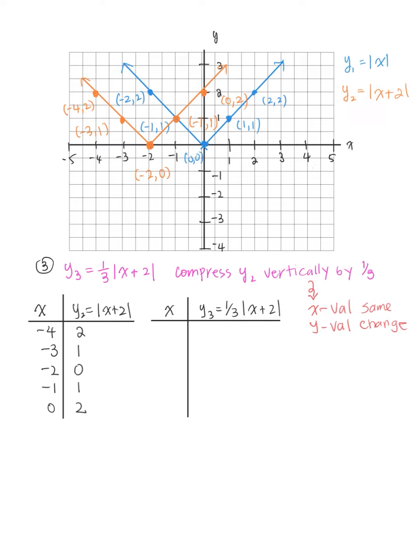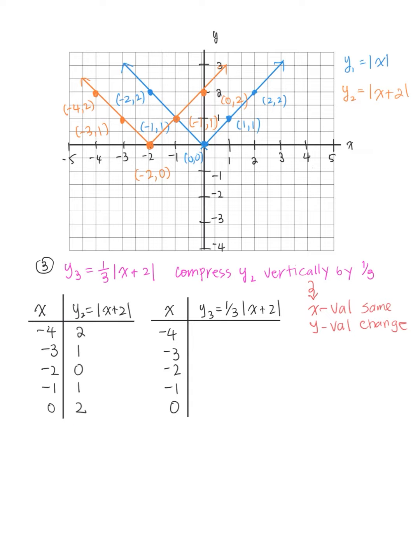So first, let's write down all the values of x. So we got negative 4, negative 3, negative 2, negative 1, and 0. Now, to get the corresponding y values here, what we need to do is take our y2, because remember, this is y sub 2, isn't it? And then multiply that by 1/3. So here are the values of the absolute value of x plus 2, which is the same thing as y2. So what we need to do is multiply 1/3 to each term.